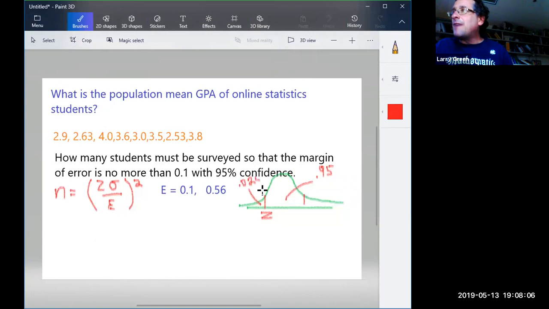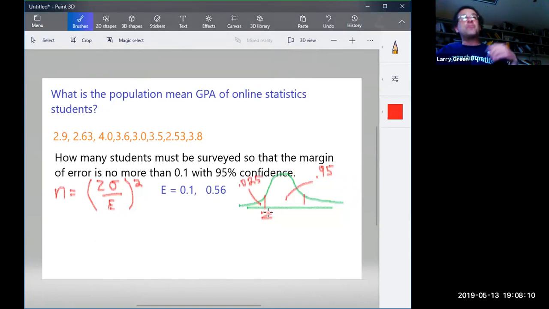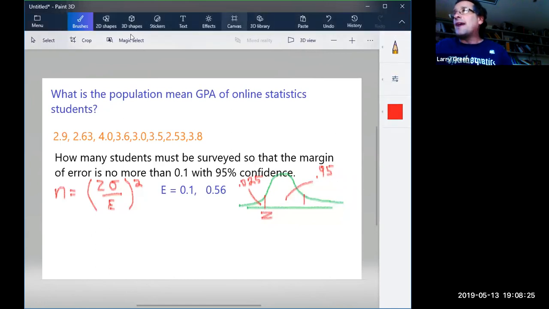Because if 95% is in the middle, 5% is on the outside, half of that is 0.025. So if we know the area to the left, in our calculator, what do we do to find the value of Z? Yeah, we use inv norm. So let's write that out now.